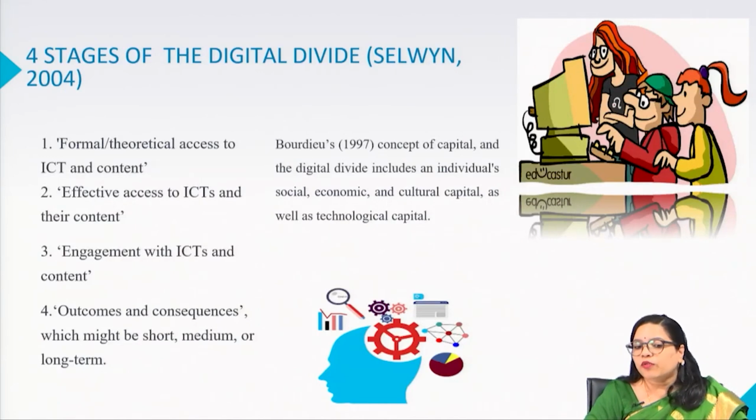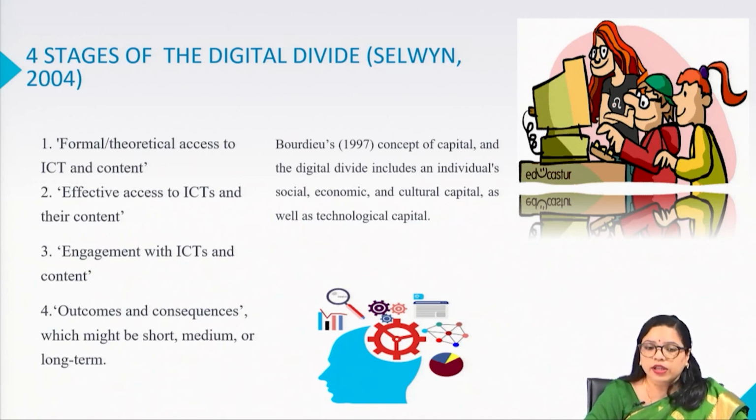There are basically four stages of digital divide according to Shelvin. The first stage is the formal or theoretical access to ICT and the content. This stage basically comprises ICT being available at home, in community settings and in other spaces that are available to an individual in theory.